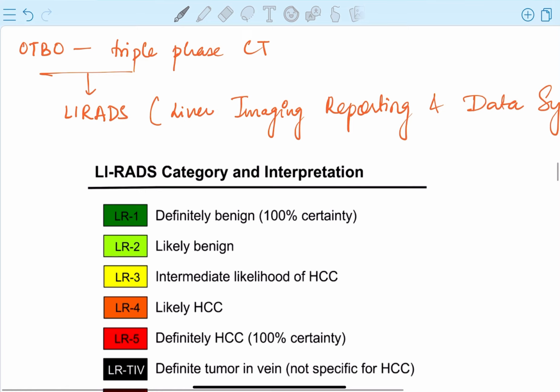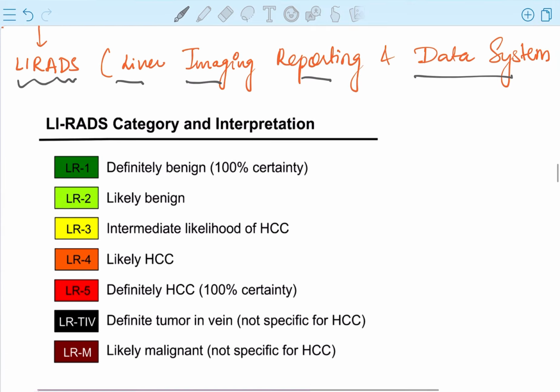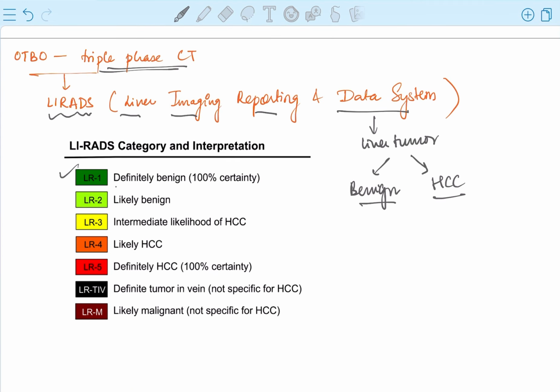And lastly, on the basis of this triple phase CT, we are going to have this LI-RADS staging, which is Liver Imaging Reporting and Data System. So this is similar to the TI-RADS and BI-RADS we have come across. So under LI-RADS, we are going to classify the liver tumor as benign, or it can lead to, or it is a hepatocellular carcinoma. Okay. So in LR1, we can say that it is definitely benign with 100% certainty.